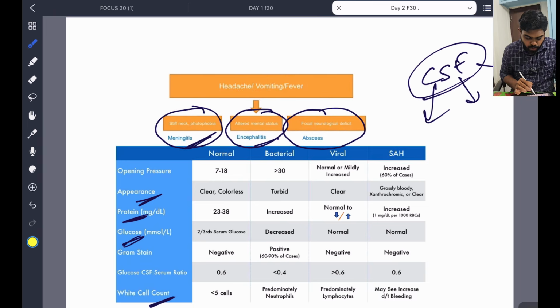Okay, so normally the opening pressure is 7 to 18. Usually pressure we won't see that much. And appearance, the CSF will be clear and colorless. Okay, and proteins you can see 23 to 38 written, and glucose is 2/3 of the serum glucose, and gram stain will be negative, and some ratios are there, and cell counts will be less than 5.